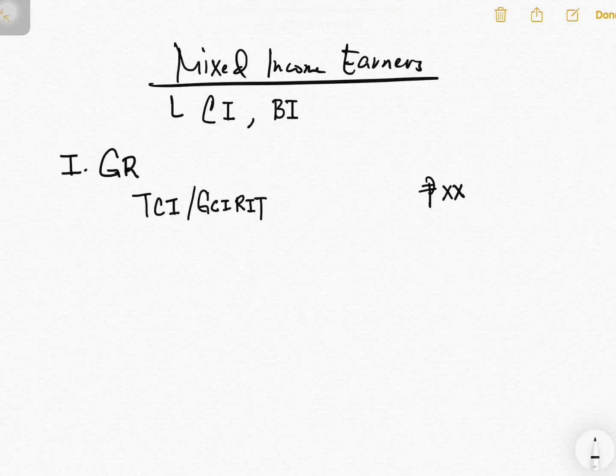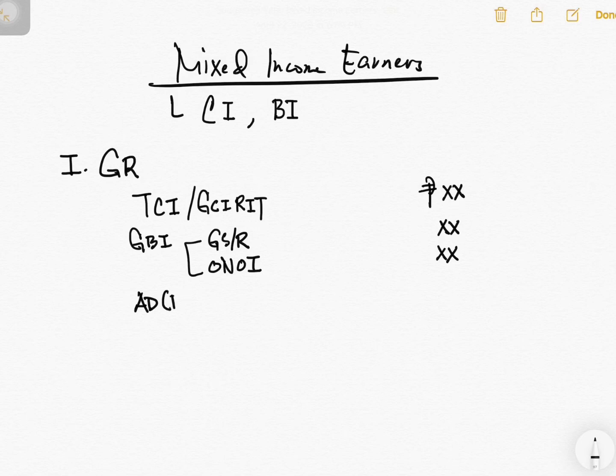Now, for the business part, get your gross business income. For this one, we normally have two: your gross sales or receipts, right, and then your other non-operating income. So you add these two for gross business income. And then write your allowable deduction. And this is business, right? Because in compensation, it's zero.